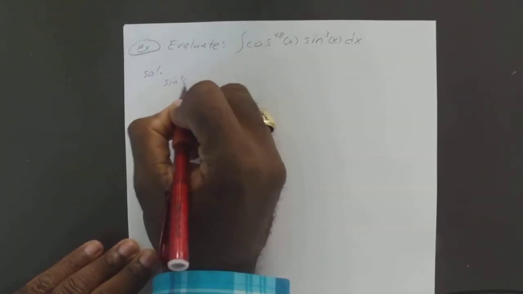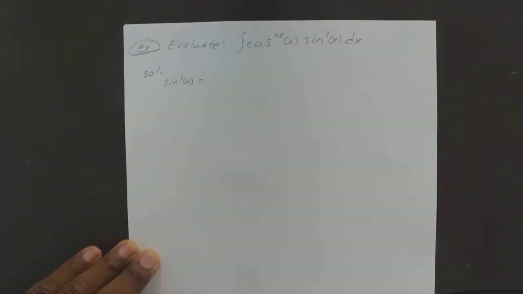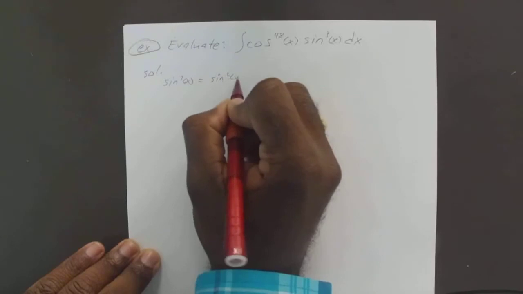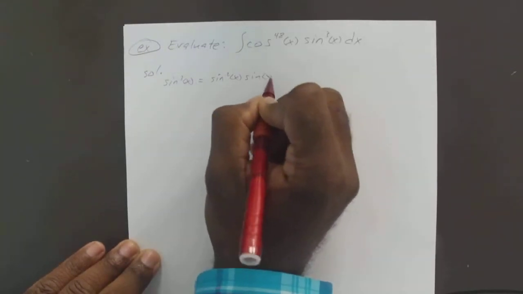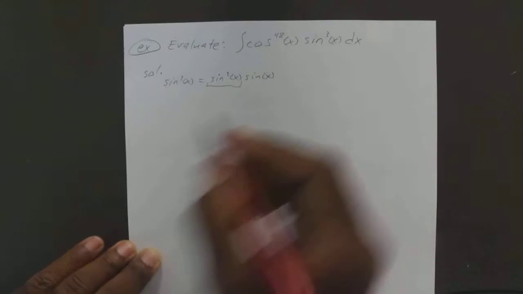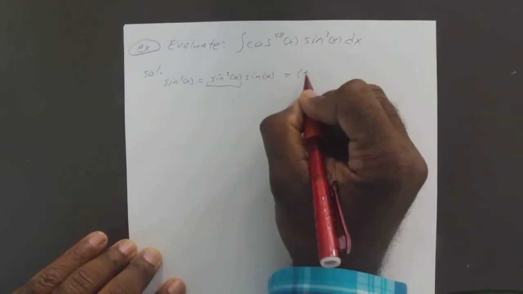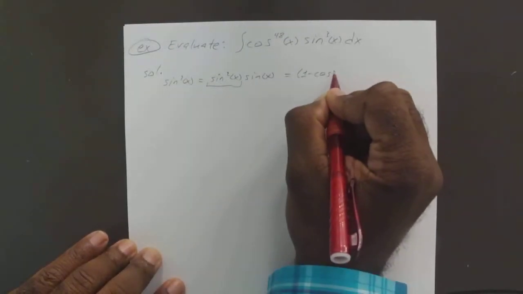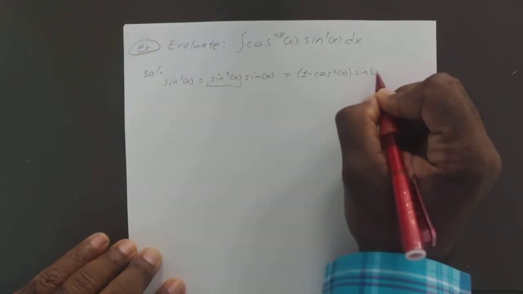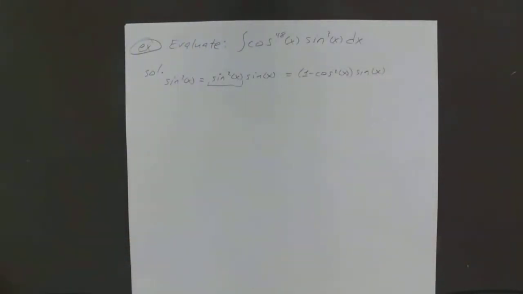All right. So for this one, sine 3 of x, you can just make that sine squared of x times sine of x, which means we can make this 1 minus cosine squared of x times sine of x.